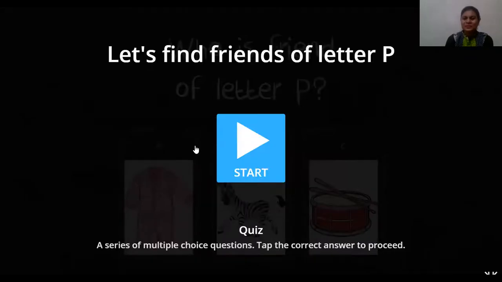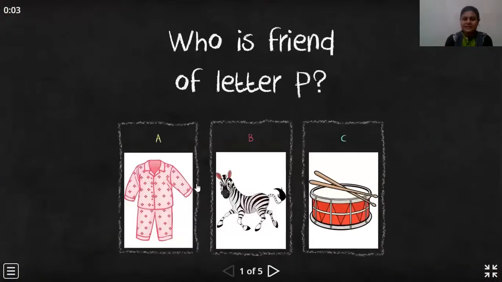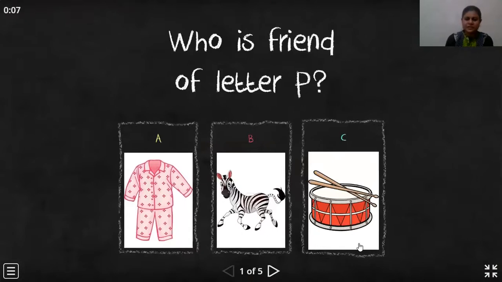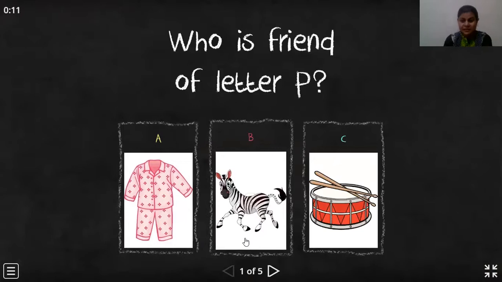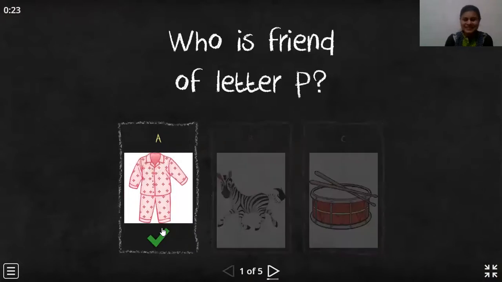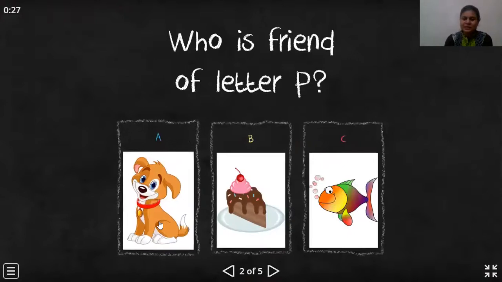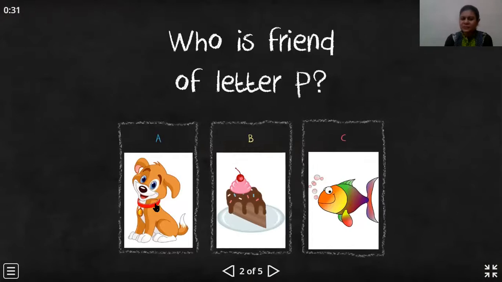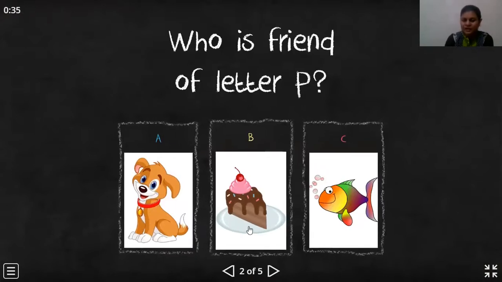Time now to play a fun game. Let's begin by saying abracadabra, gilly gilly, shoo, and here it is. So the game is about, let's find friends of letter P. Let's start. And here we have a few objects. Which do you think could be the friend of letter P? Would it be pajama? Would it be zebra or drum? Correct, that's pajama. P, pajama. Let's click on it. Yes, that's correct. Let's move to the next one. Now, out of these, which do you think could be the friend of letter P? Would it be dog, pastry, or fish?